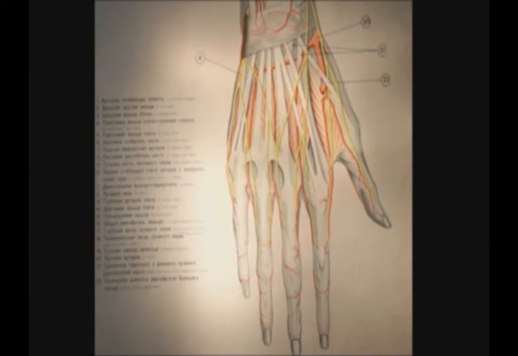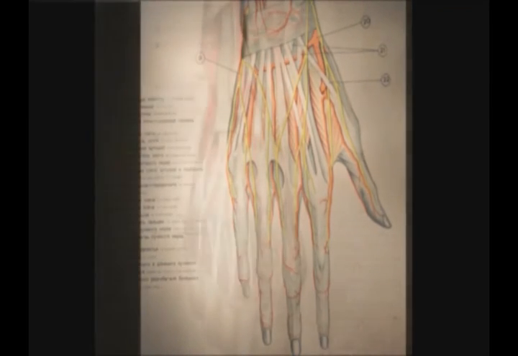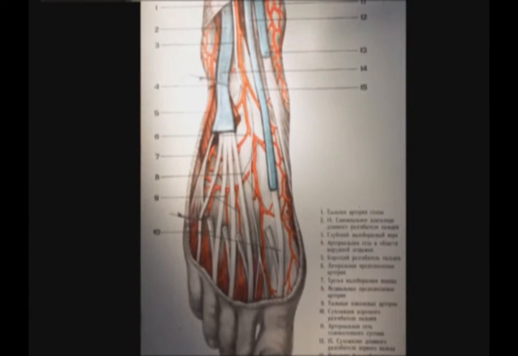Tendons as external landmarks. Tendons are also used as landmarks, for example, the anatomical snuff box, which is formed by the extensor tendon of the finger. In the area of the foot, the tendons of the extensors of the toe and digits are used in the projection of the dorsalis pedis artery.